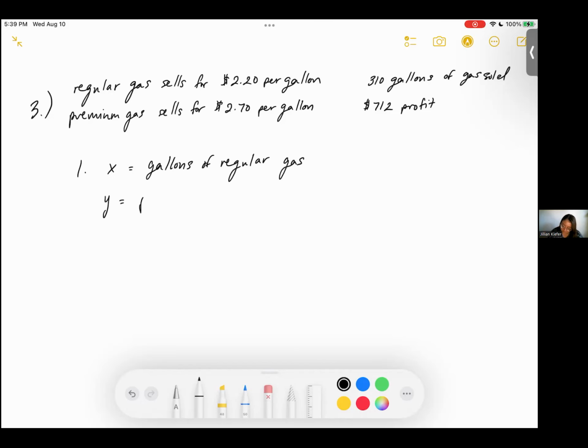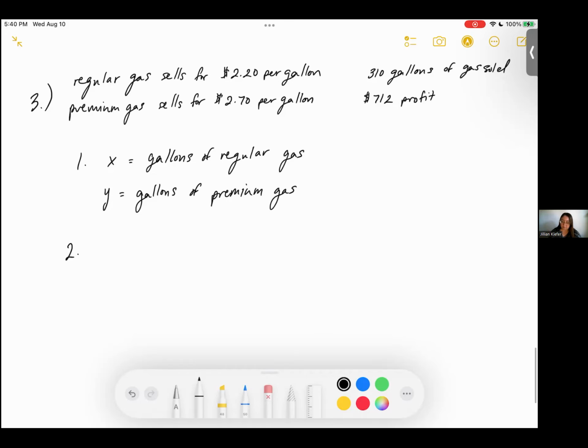It can be any number that we want it to be. Same thing for Y. Y is going to be gallons of premium gas. So we've assigned X to gallons of regular gas and Y to gallons of premium gas. So we've identified our variables. Step 2 is that we want to relate the other information that we were given in our problem to the variables that we have determined.